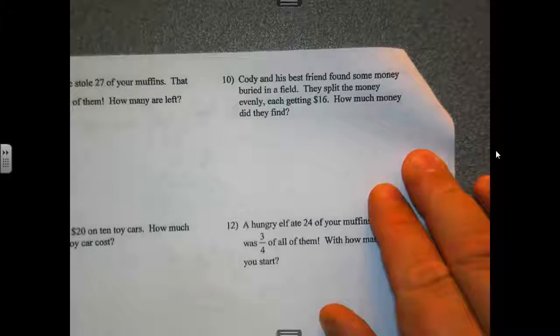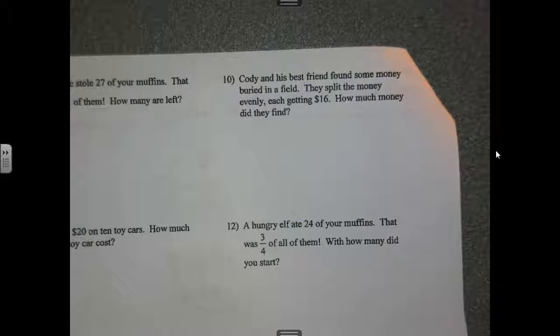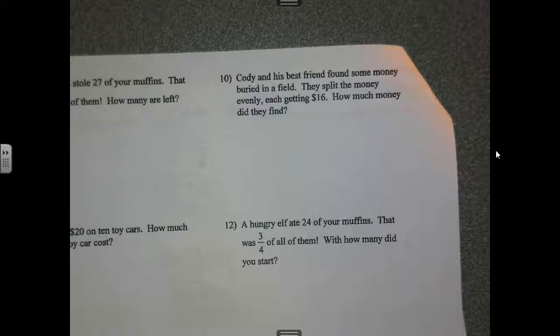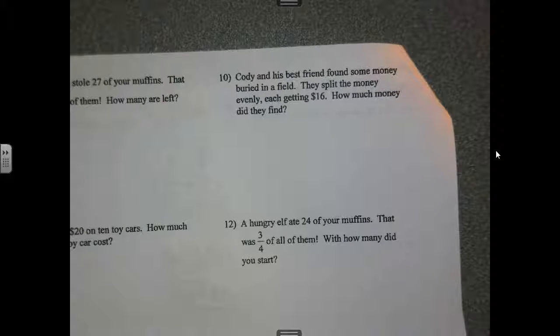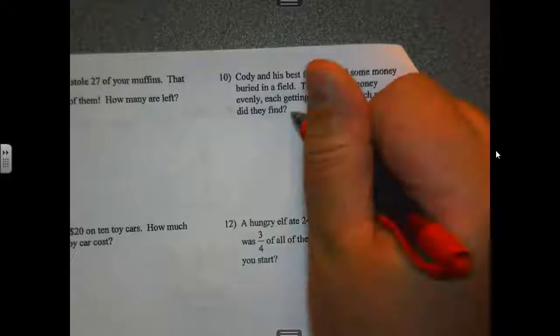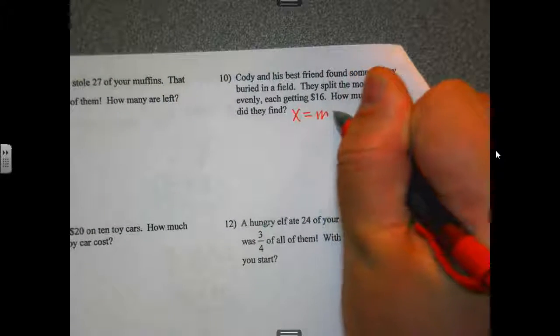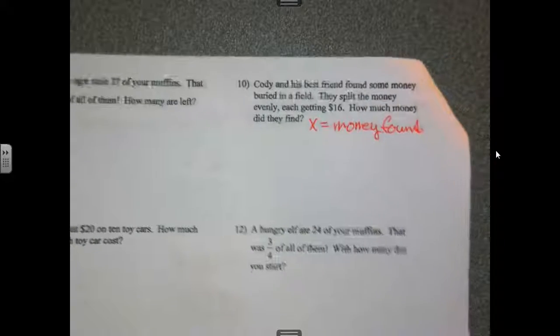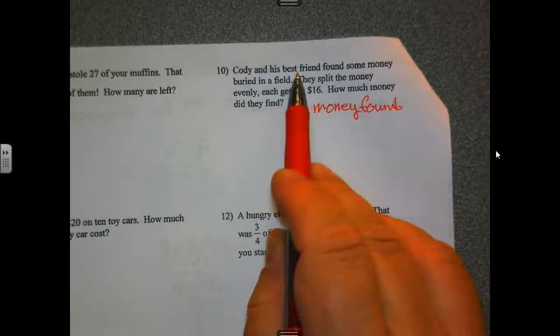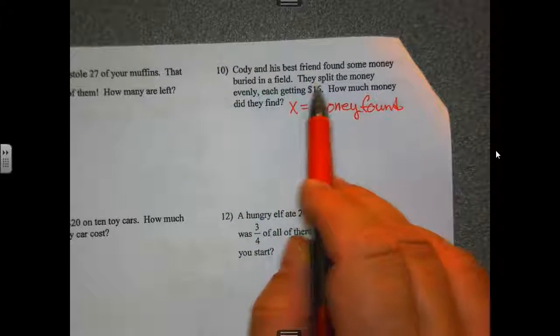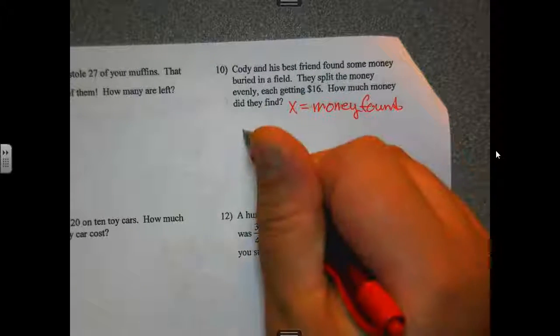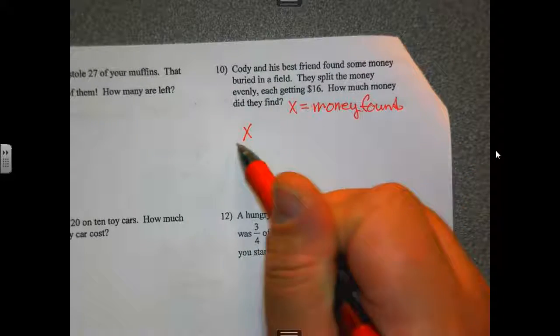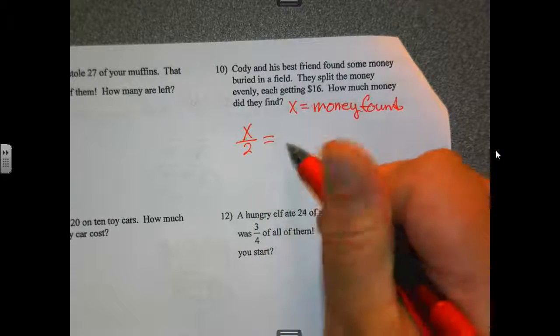Number 10. Cody and his best friend found some money buried in a field. They split the money evenly, each getting $16. How much did they find? So what's my x? The money they found. Okay, Cody and his best friend found some money buried. They split the money evenly. So how many are there? And what's the total?